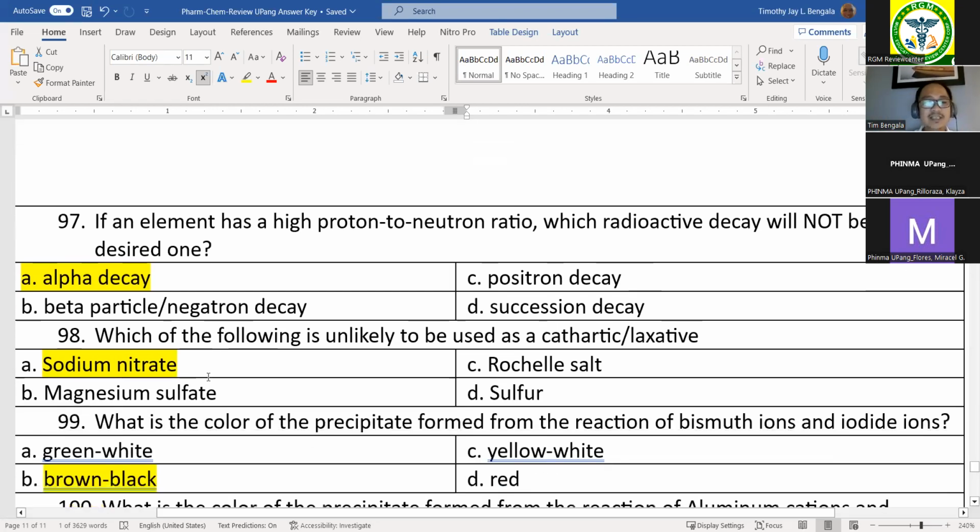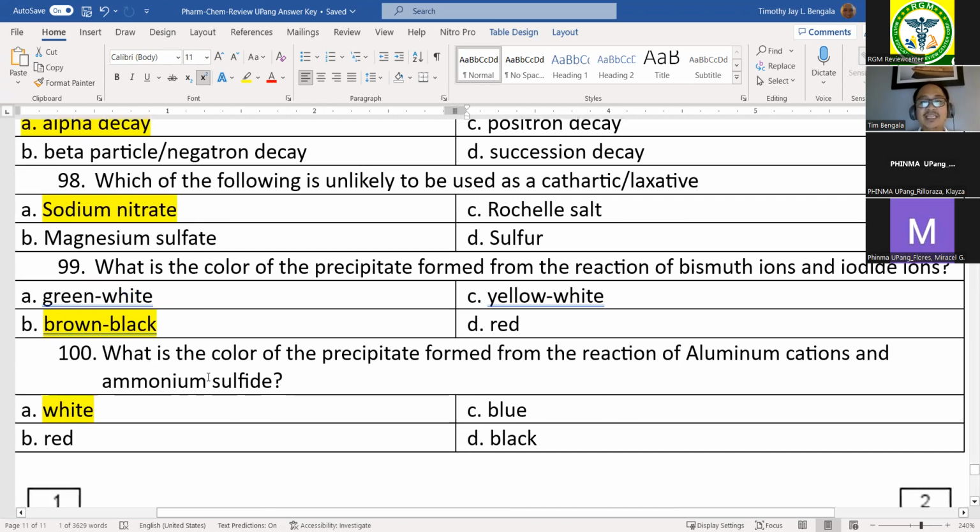Okay? Next, sa number 98, which of the following is unlikely to be a cathartic or a laxative? So kailangan nyo balikan, soluble ba siya sa tubig or hindi. So as you can see, itong Rochelle salt, so anyone, ano yung Rochelle salt? So if you recall, Rochelle salt is yung tartrate. Okay, so ayan, insoluble din siya, kaya laxative siya. Magnesium sulfate, hindi na siya soluble sa water. Sulfur, hindi siya ganun ka-soluble. While sodium nitrate, dun sa prediction of solubility, siya yung pinaka-soluble. Hence, hindi siya pwedeng gamitin na cathartic or laxative.